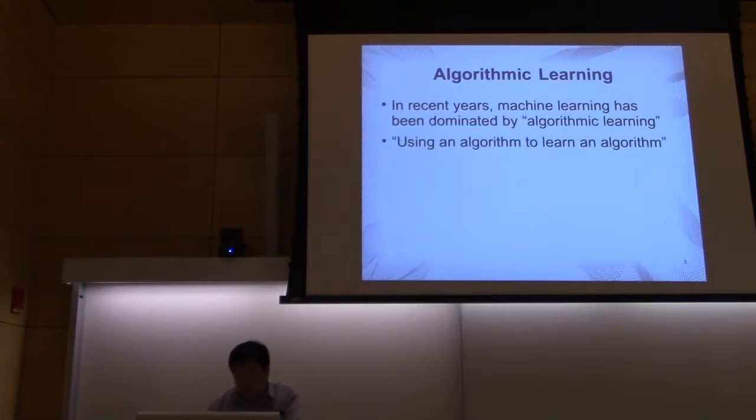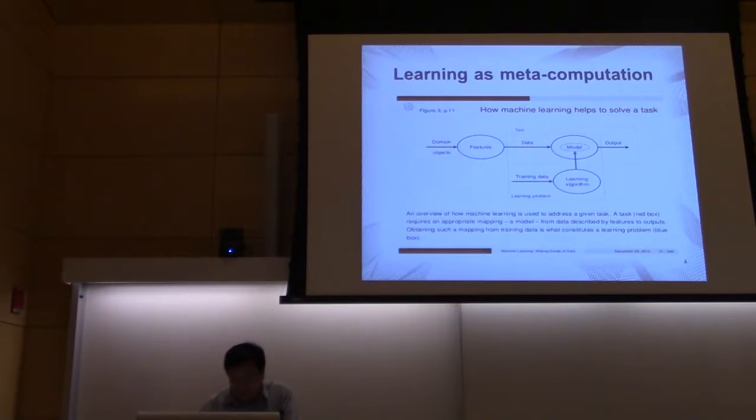But if you pick a relatively recent machine learning textbook like this one, it's an excellent book, you will see that learning has basically converged to a dominant interpretation. That's what I call algorithmic learning. Why? Because it's using an algorithm to learn an algorithm. What I mean, well, this is again a picture taken from the textbook. Learning is taken to be an approach to solve a domain problem. The domain problem itself is a mapping from some user-provided input to some output.